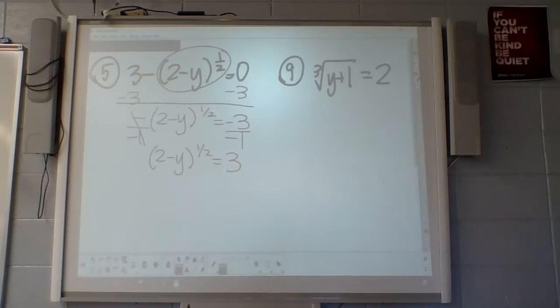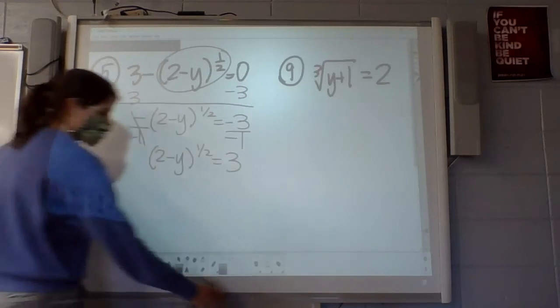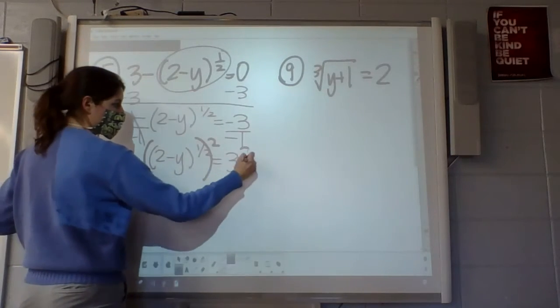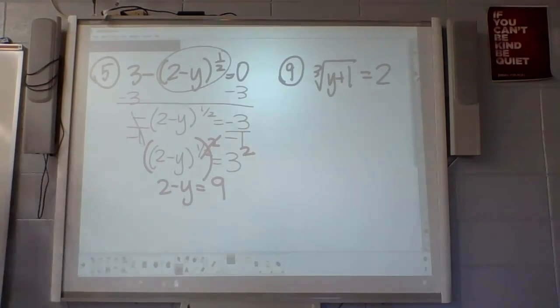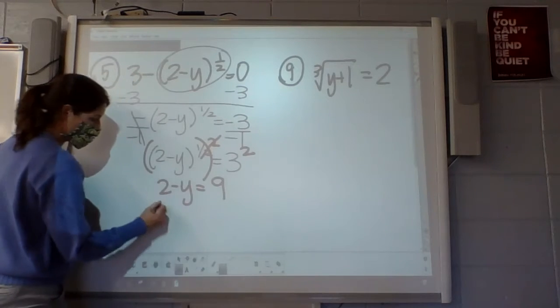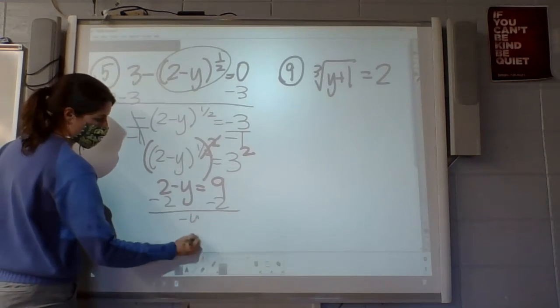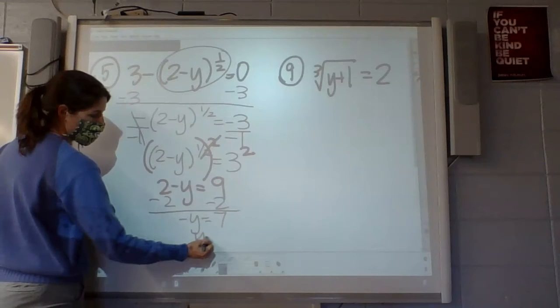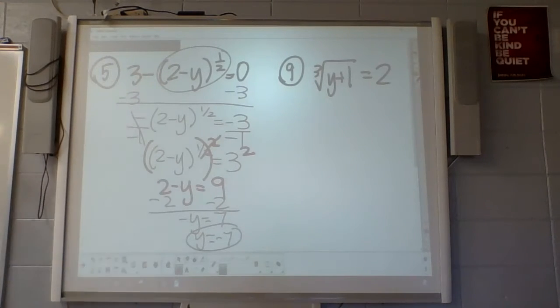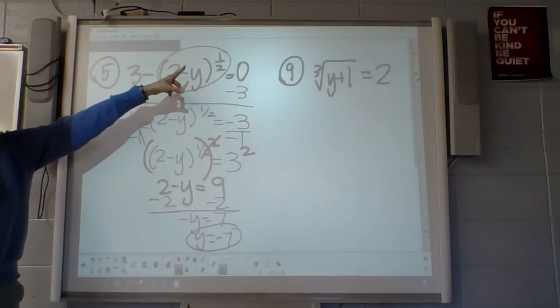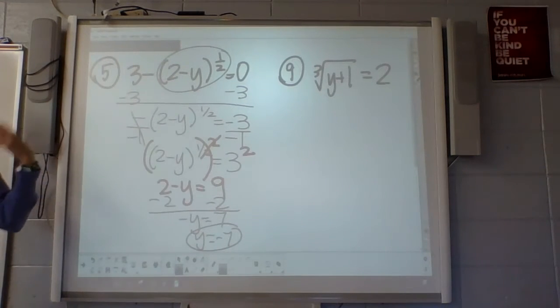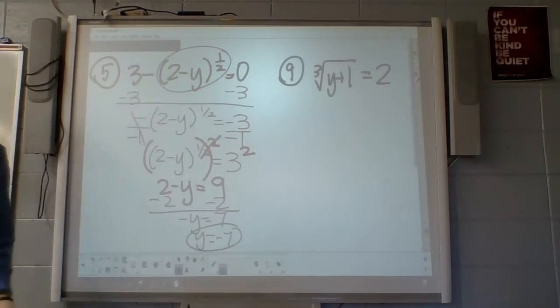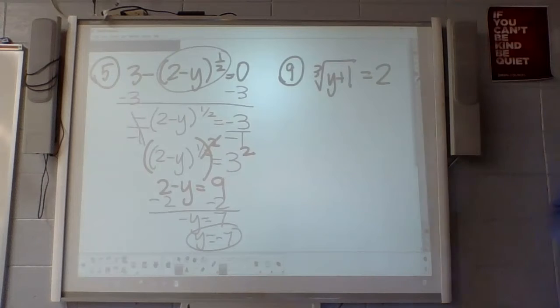Now I'm ready to raise each side to the second power, because that's what the root would be. So this would be squared, this would be squared, and this will go away. So 2 minus y will equal 9. So now I'm ready to solve that. So negative y equals 7. So that means y would equal -7, because I divide by a -1. And then I would just go back and check that that works. So 2 minus the -7 becomes 2 plus 7, which is 9. To the 1/2 power means square root, so that's going to be 3. So 3 minus 3 is 0. So that one does work out okay.